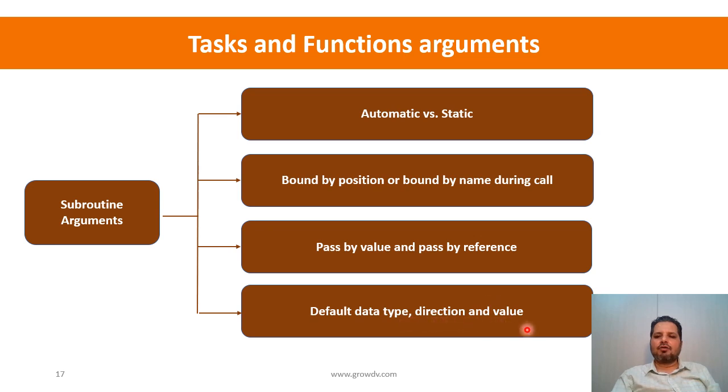And then the value part, we have not looked at this aspect. We will look at how to pass a default value. When you understand these four dimensions, you understand the key things about subroutine arguments. Not everything, of course, but these are the key things. Of course, there are always variations, as we have discussed.